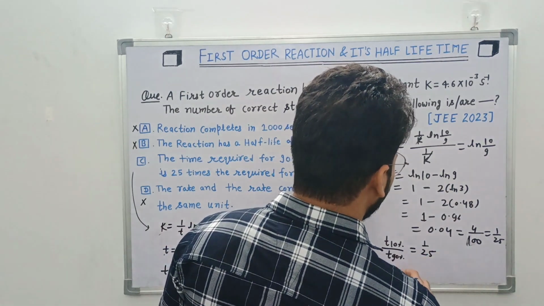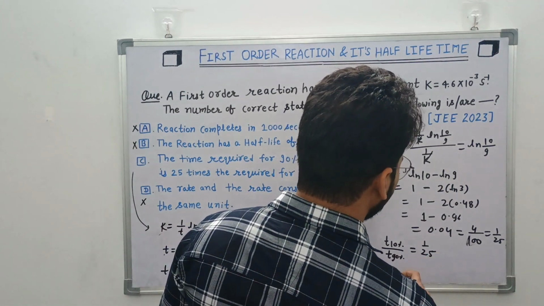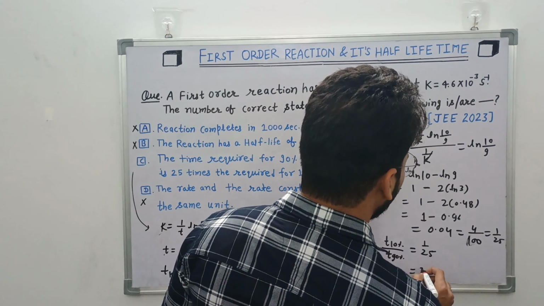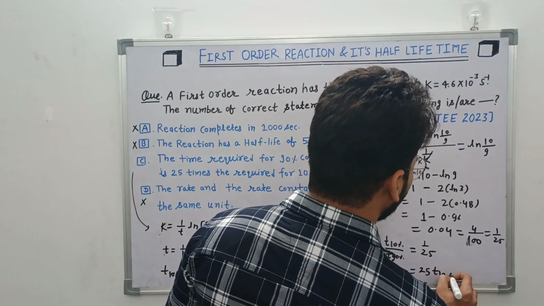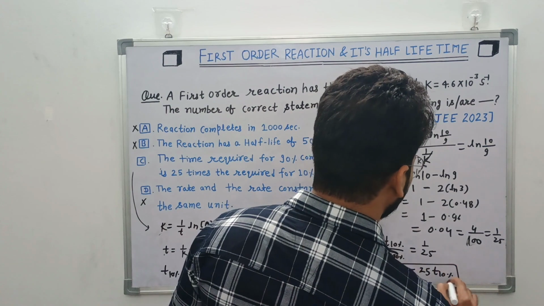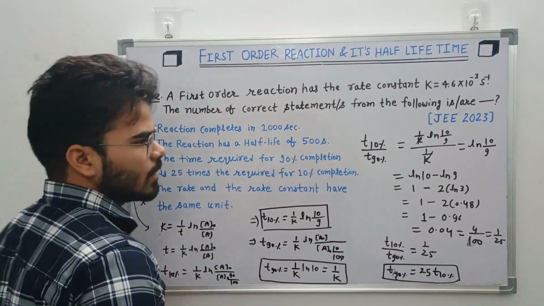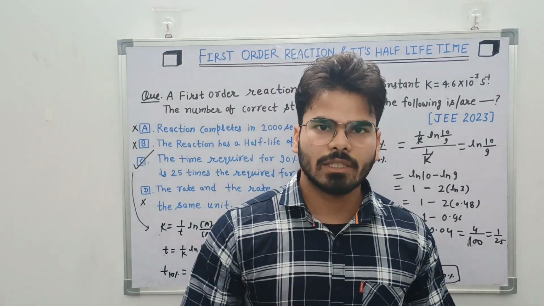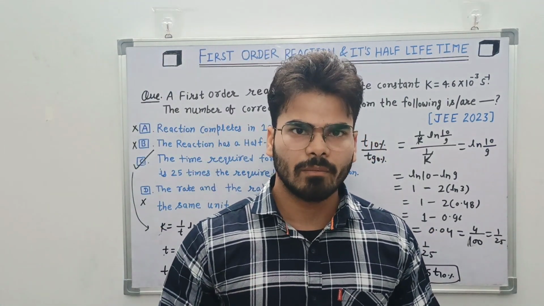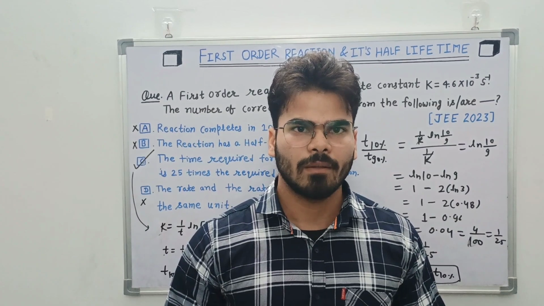It means T 90% is 25 times T 10%. It means our option number C is the correct answer. So we can easily solve this question with the concept we have learned till now. Thank you.